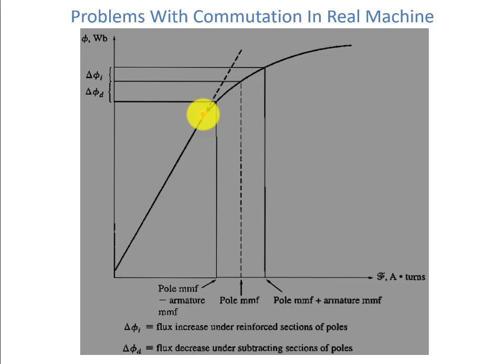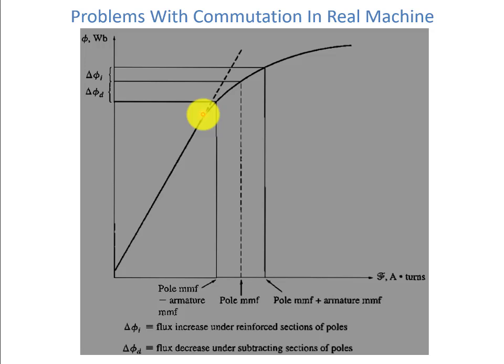At the locations on the pole surfaces where the rotor magnetomotive force adds to the pole magnetomotive force, only a small increase in flux occurs. But at locations where the rotor magnetomotive force subtracts from the pole magnetomotive force, there is a larger decrease in flux. So the net result is that the total average flux under the entire pole face is decreased.